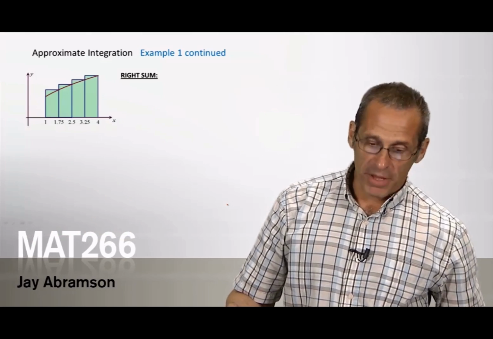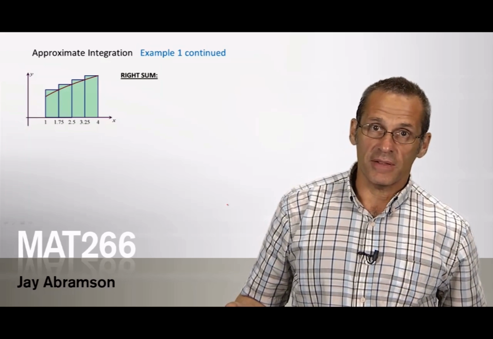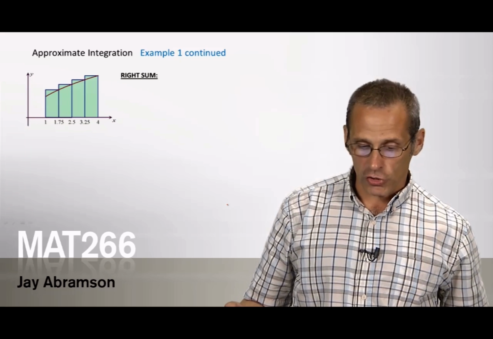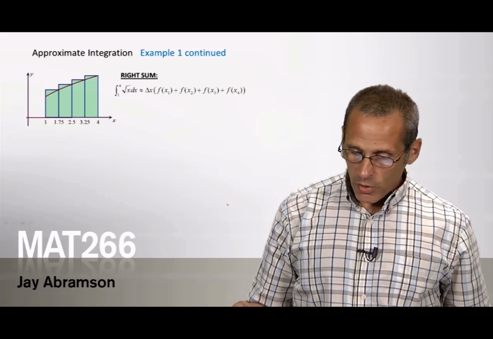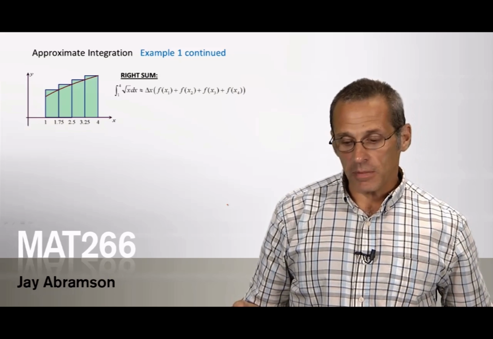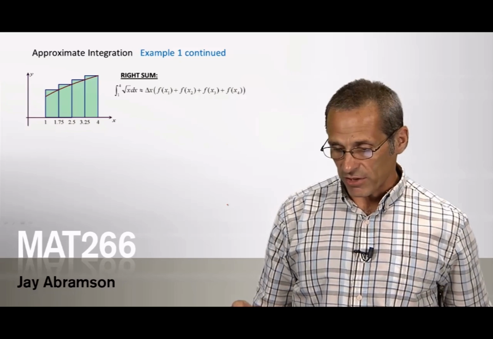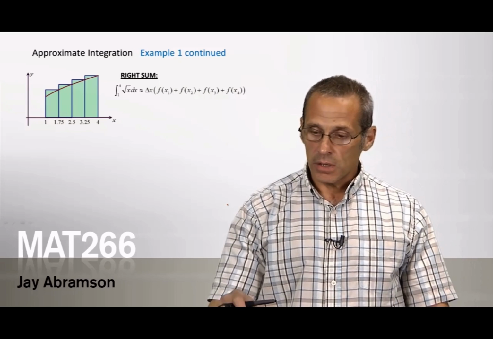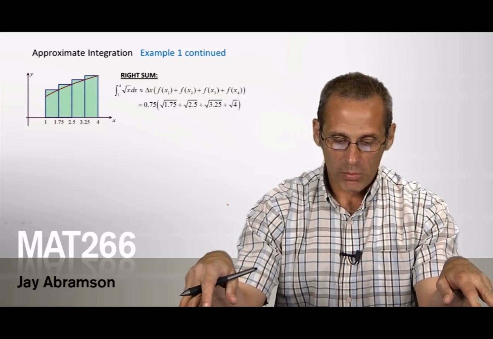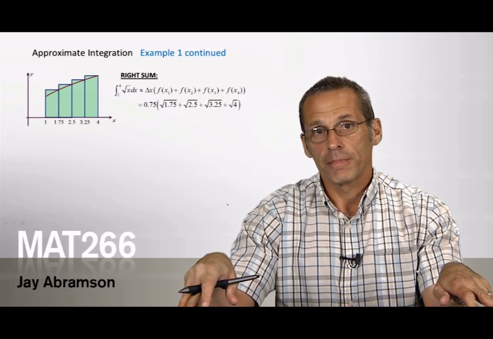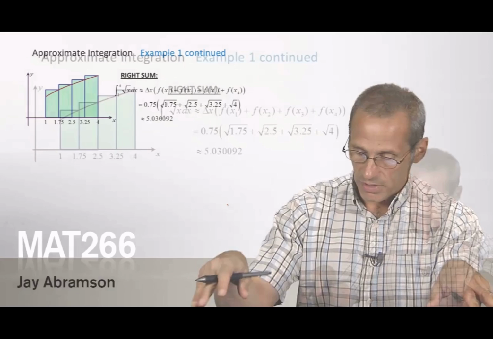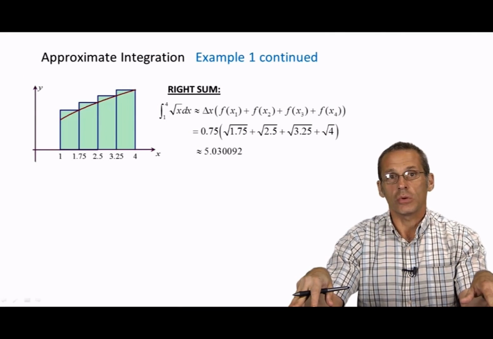For the right sum, we have the same picture in front of us, with the difference being that the right side of the rectangles are now touching the curve. We allow ourselves to approximate by having delta x times f of x1 plus f of x2 plus f of x3 plus f of x4. So now we're evaluating at 1.75, 2.5, 3.25, and 4. And when we do, we find the result to be 5.030092.